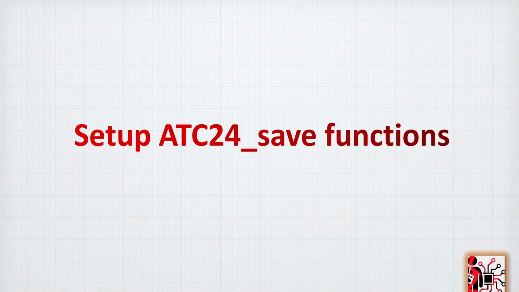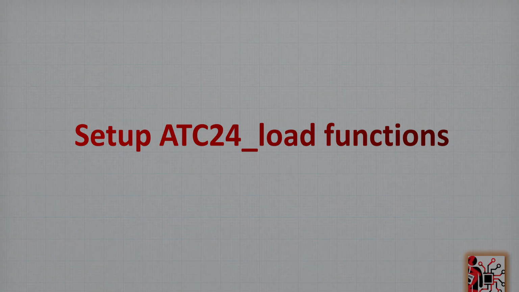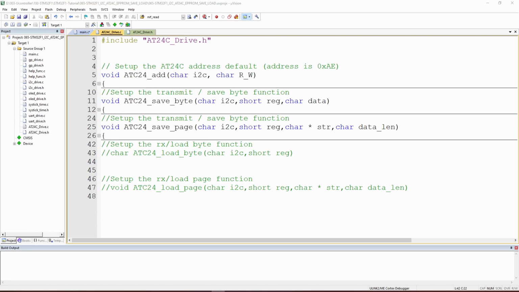So now that we finished the save functions, let's jump and work on the load functions for our AT24. Exactly the same as we have done for the save function, we are going to create two functions for load, one that will load only 1 byte and one that will start loading a whole page. So let's start with the first one, which is quite simple here.